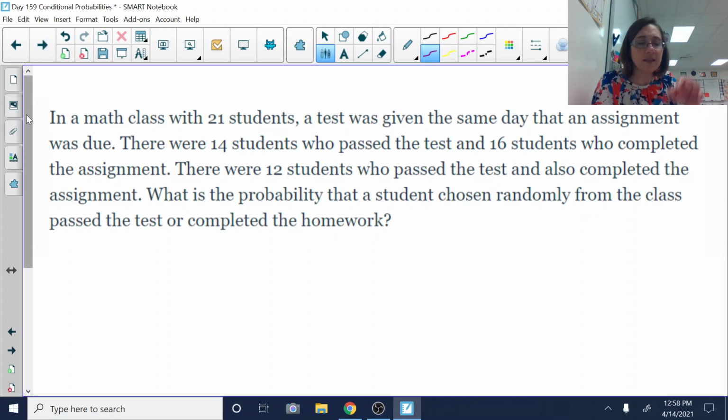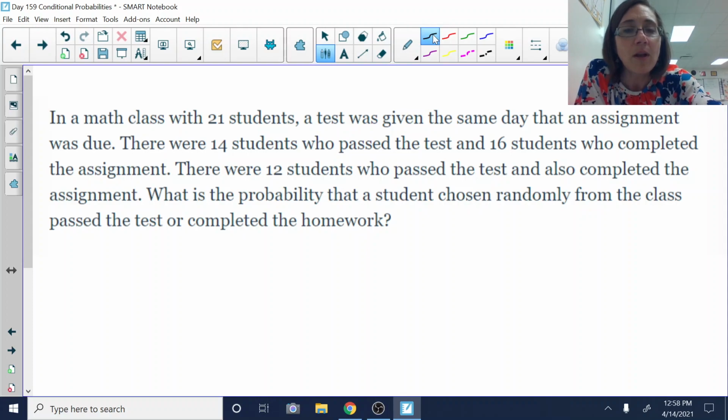Here's another question that is similar to this. We have a math class of 21 kids. A test was given the same day that an assignment was due. There's 14 kids who passed the test and 16 who completed the assignment. There were 12 who passed the test and completed the assignment, and we want to know a probability. There's too much information here when it's in story form. If we can see it organized as a table, this will be so much better.